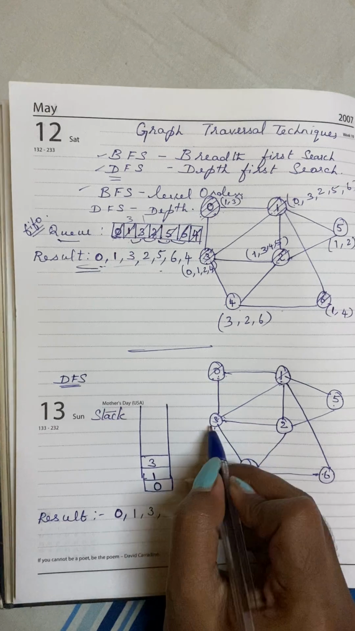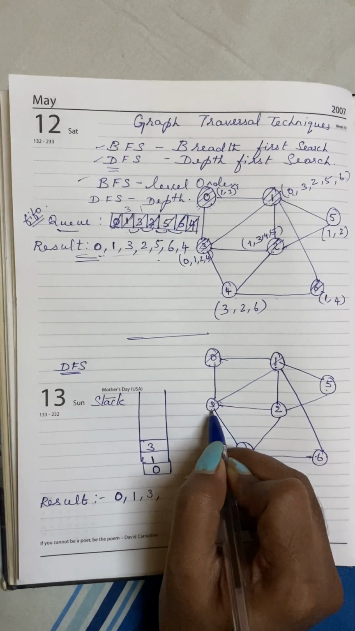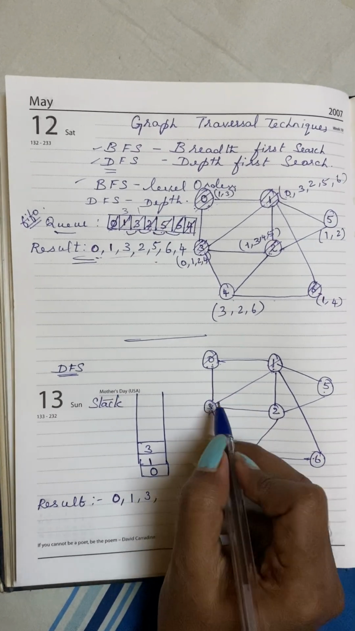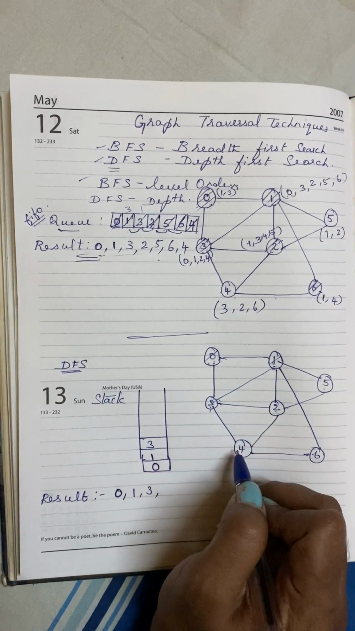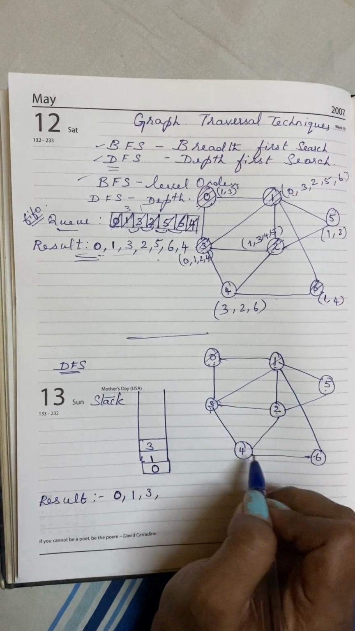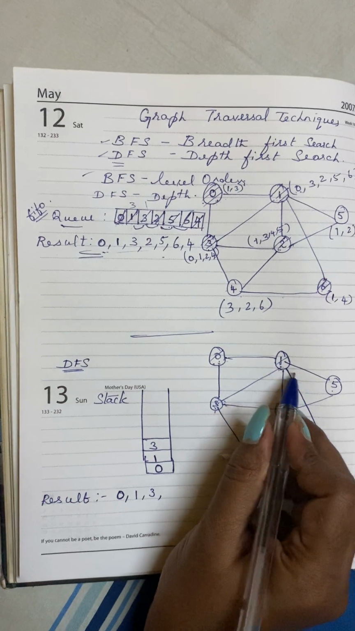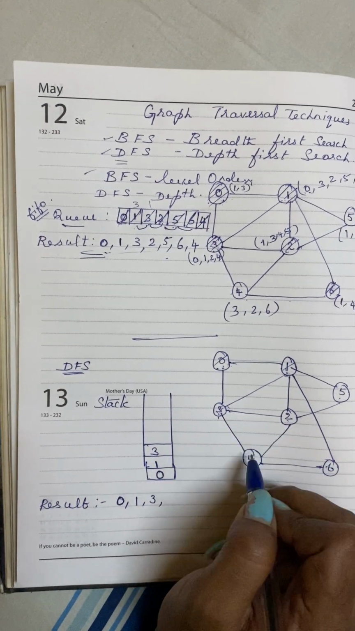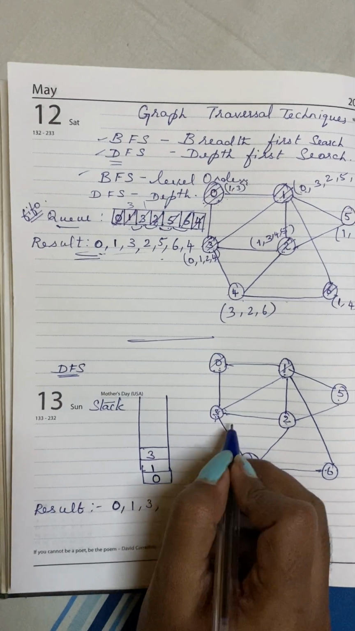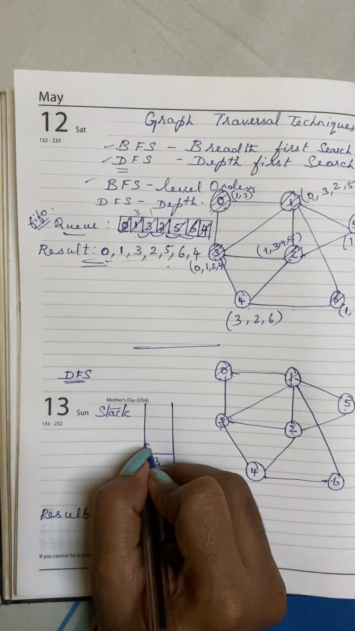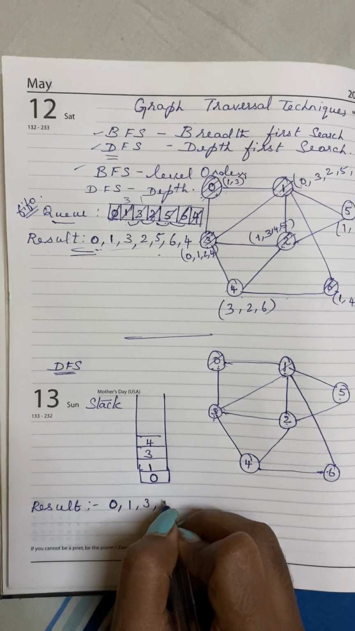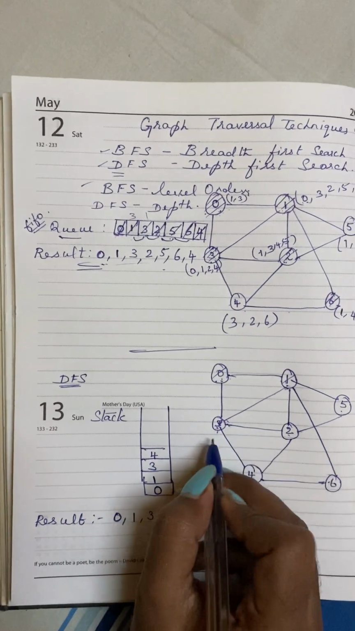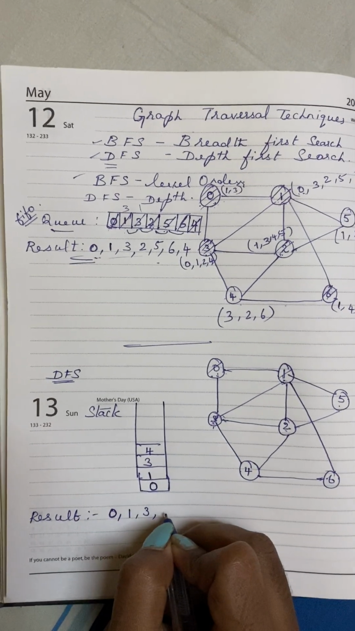Next I have moved to 3. Now I am checking which are all the adjacent elements. So I have 1, I have 2, I have 4. You have to choose any one. 1 has already been visited, so you cannot push 1 back into the stack. So next I am choosing 2 or 4. For example, I am choosing 4 here. So 4 also I am pushing into the stack. So 3 I have visited. Next I have moved to 4.